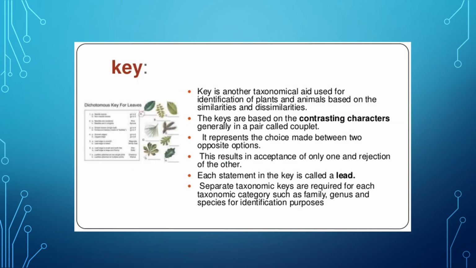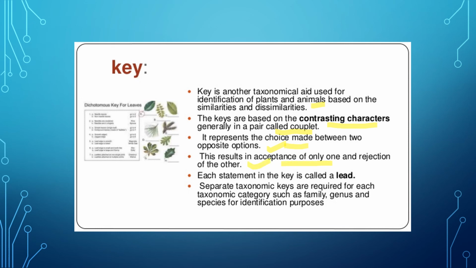Next taxonomical aid is key. Key is another taxonomical aid which is used for identification of plants and animals based on dissimilarities and similarities between the plants and animals. They use the contrasting characters which are paired with each other, and that is called a couplet. It represents a choice made between two opposite options. This results in acceptance of only one and rejection of the other.